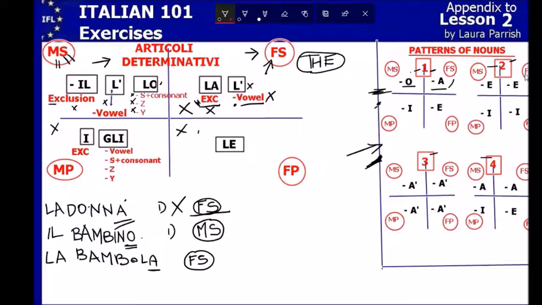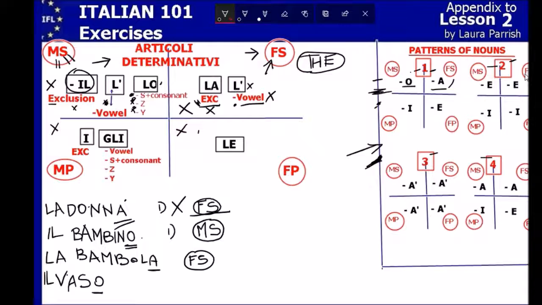Next word, let's do vaso. Vaso means jar. Same stuff. First step, the last letter is an O, so I know it is masculine singular. I go in the right corner and I analyze: does this word start with S plus consonant, Z or Y? No. Does it start with a vowel? No. So the right one is this one, il vaso.